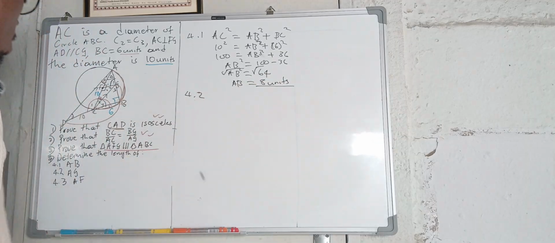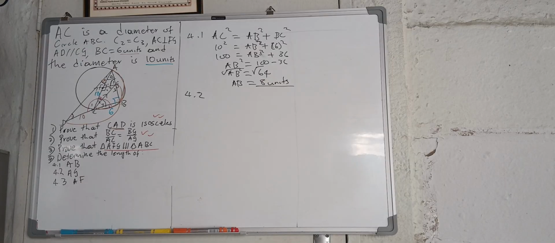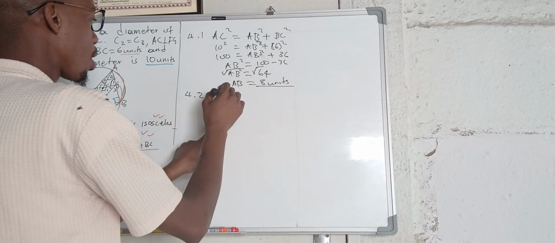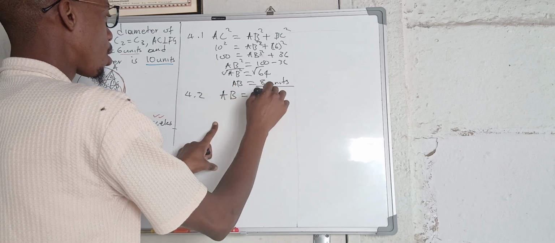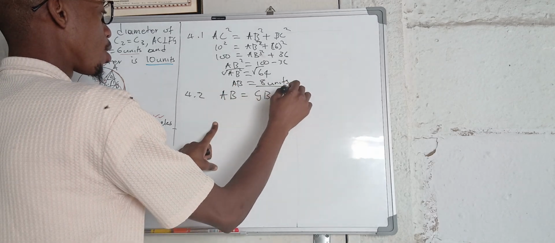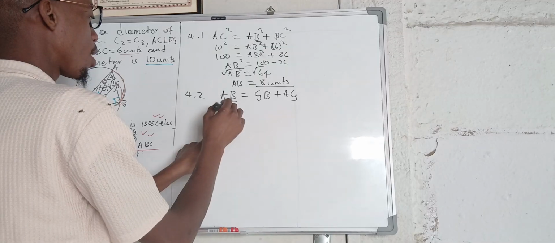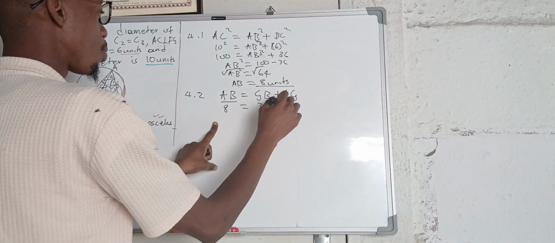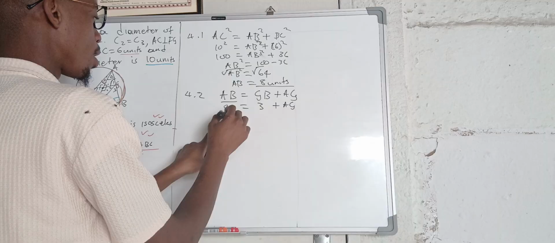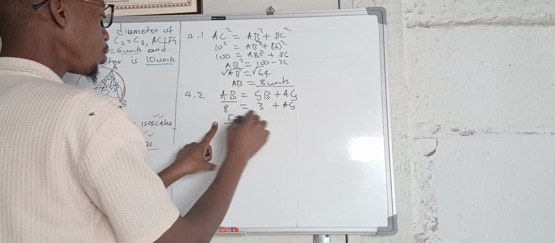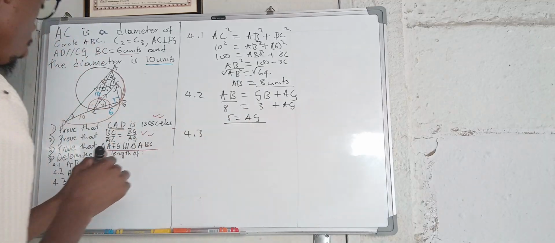4.2. Well, AG. Alright, we found AG also. Seems like we are working backwards, but it's not trying so much. AG. Alright, we had found that our GB is 3, right? So I'm going to say AB is going to be equal to GB plus AG. We already found that AB is 8 and GB is 3, so we need AG. So we'll find that AG is equal to 5. So we are fine. 4.3. This shouldn't be much of a problem.